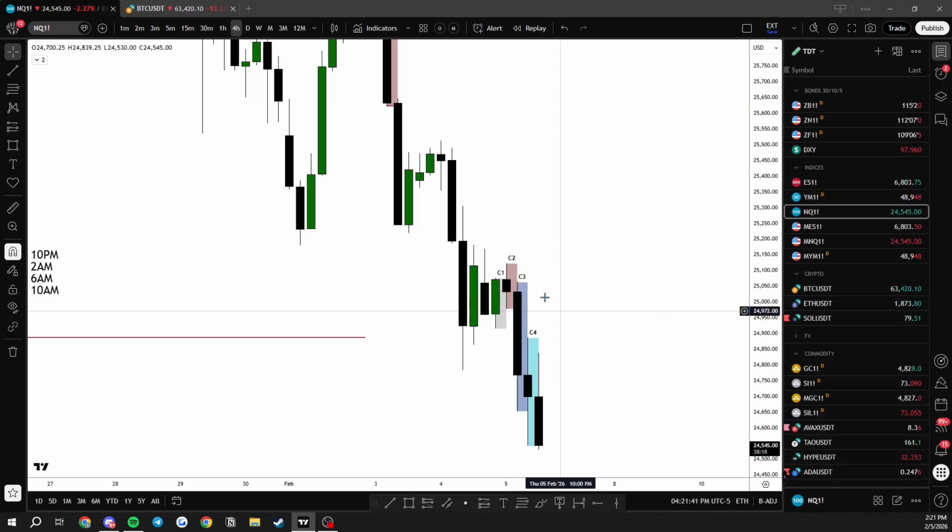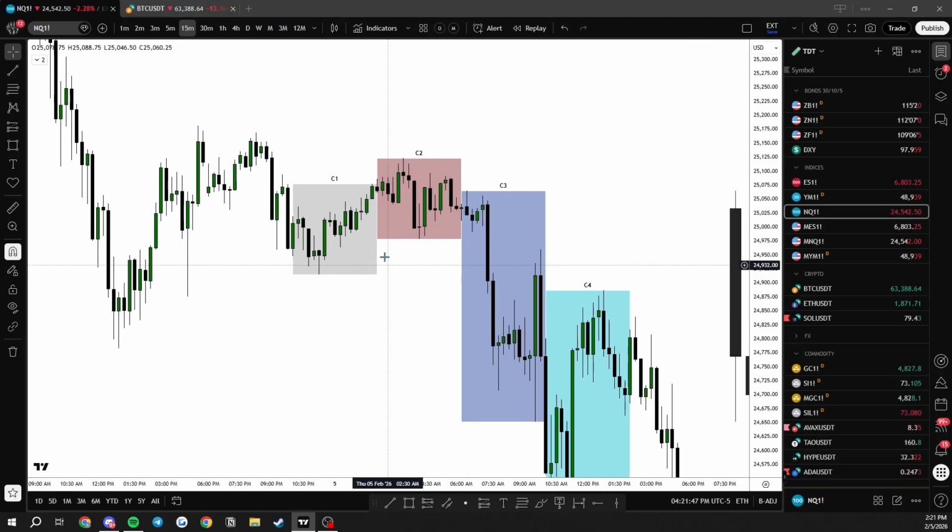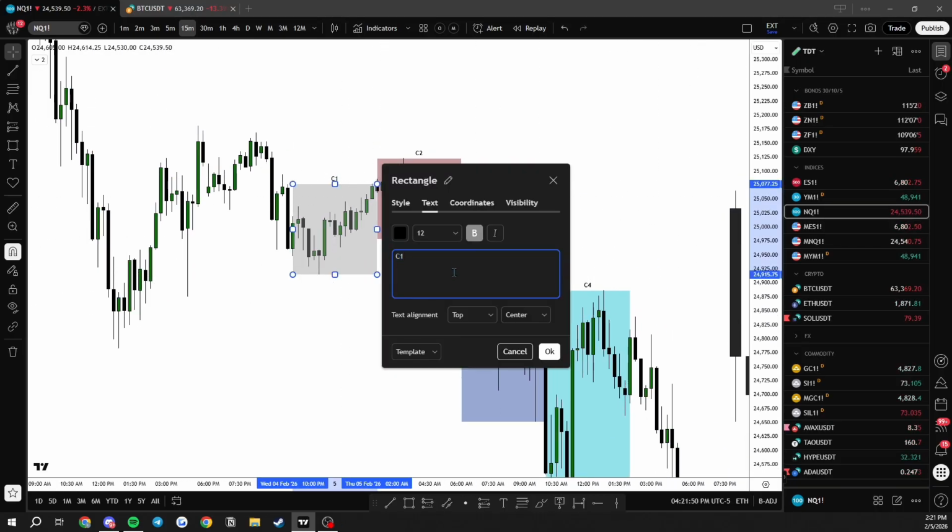Okay, so let's go ahead and drop down to the 15-minute. Okay, so once again, candle 1, we'll map this out as Asia. Candle 2 about is London.